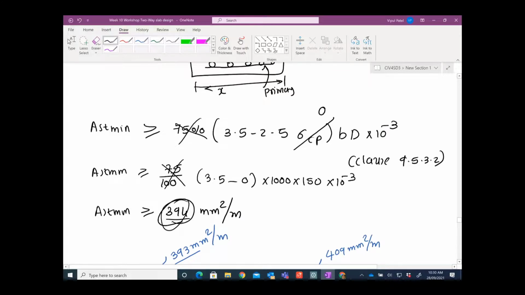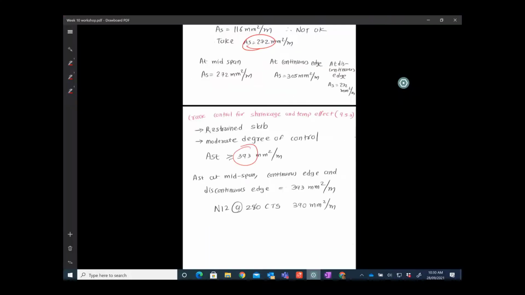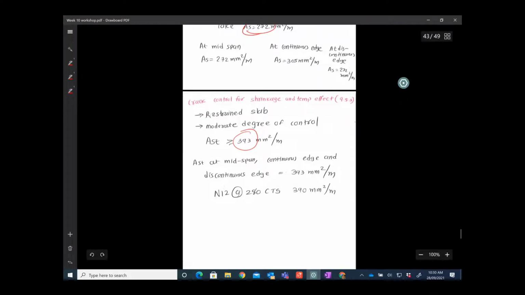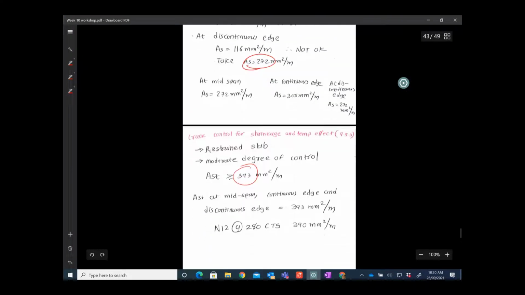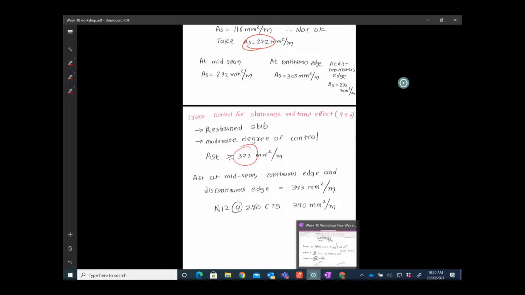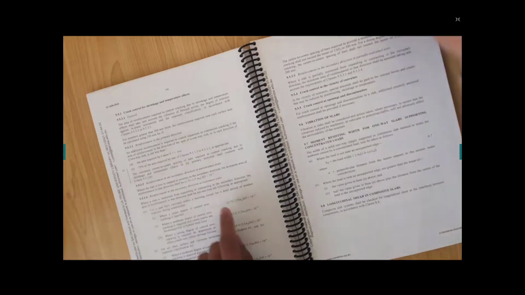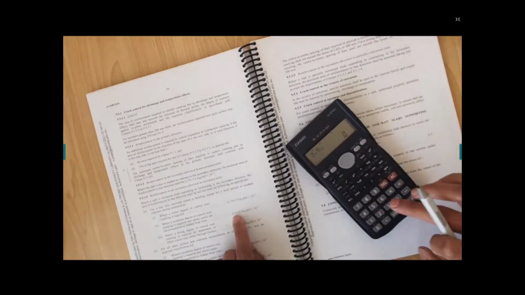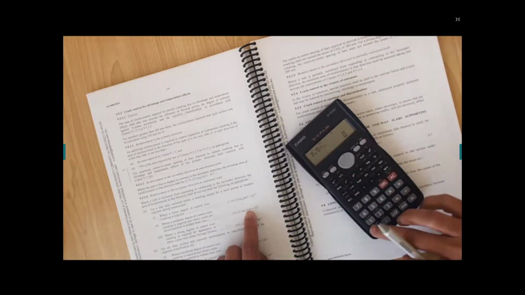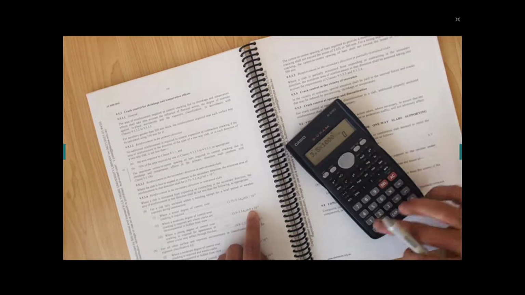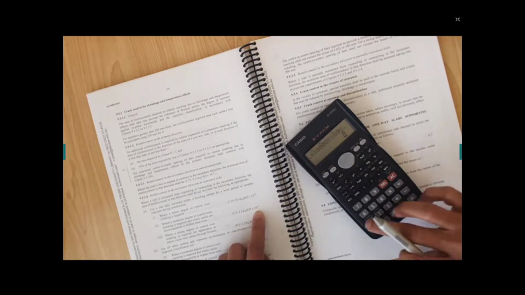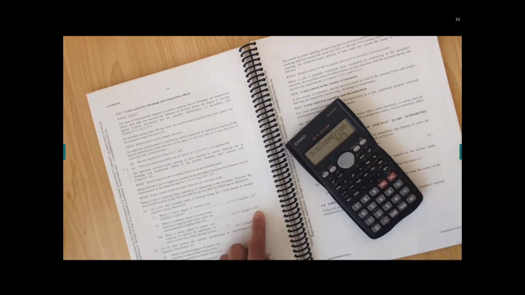394, I think that was not good. So you just no need to take into account these 75%. And again you check. Let me do it for you, please. So here we have 3.5 times 1000 times 150 divided by 1000. You get 525. Sorry, this will not be correct.